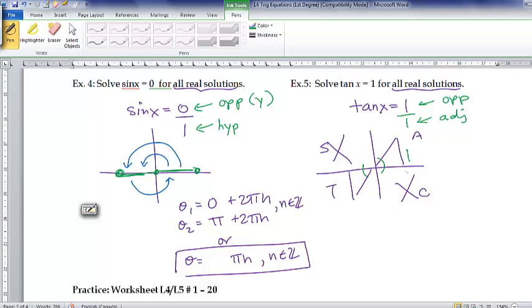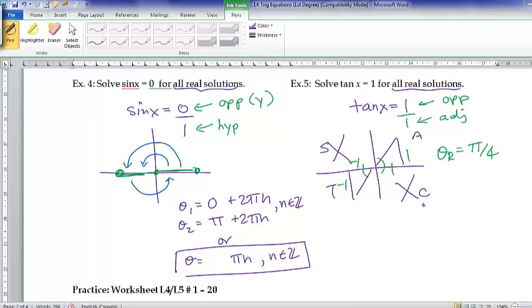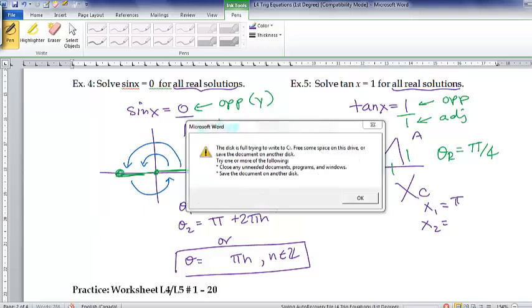Let's find our reference angle. So my opposite is a 1, my adjacent is a 1. Down here they'd be negative. And that's actually a special triangle. It's the 45, 45, 90 triangle. So my reference angle here is pi over 4. We can find our two specific answers in each of those two quadrants. So theta 1, I guess I should use x since it's the variable they gave me. x1 and x2. x1 in the first quadrant is just pi over 4.